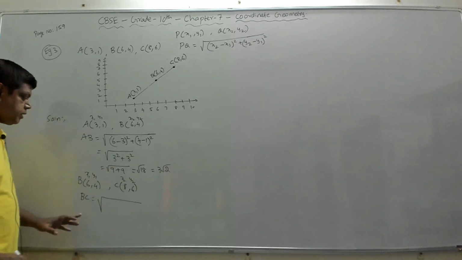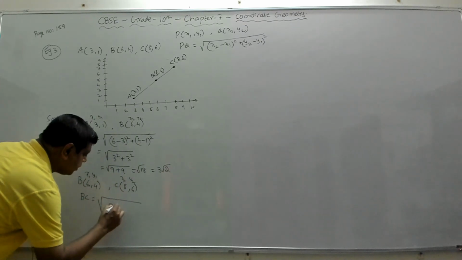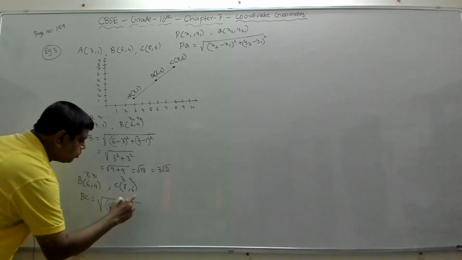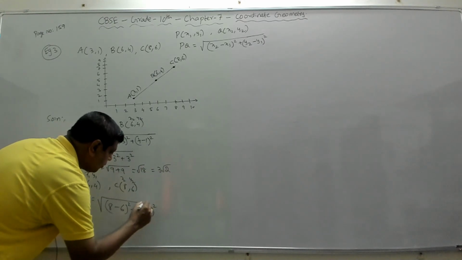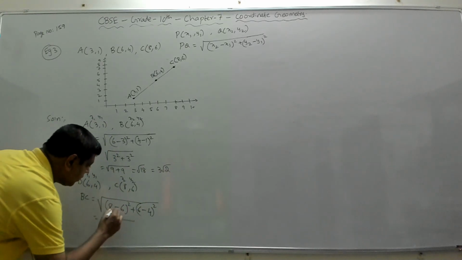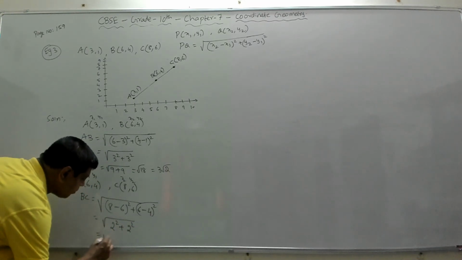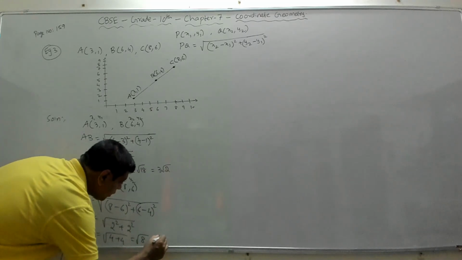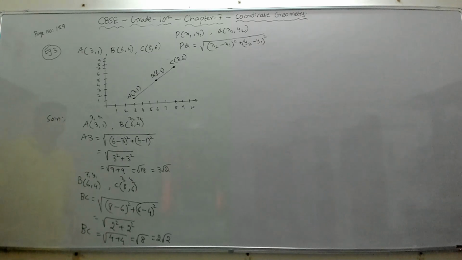So what is BC? BC is square root of (x2 minus x1) the whole square plus (y2 minus y1) the whole square. x2 is 8 minus x1 is 6 the whole square, plus y2 is 6 minus y1 is 4 the whole square. So that is equal to square root of 8 minus 6 is 2, so 2 square, plus 6 minus 4 is also 2, so 2 square. 2 square plus 2 square is 4 plus 4, which is square root of 8, and 8 can be written as 2 root 2, right?